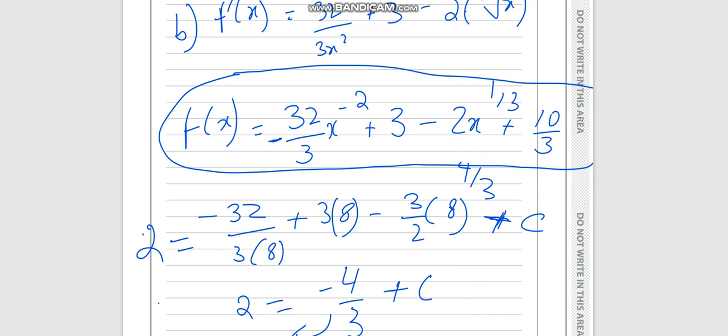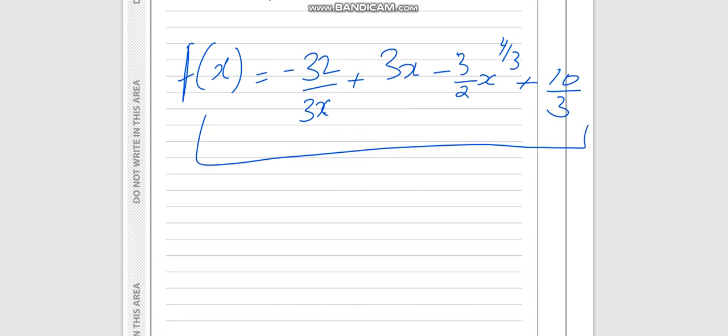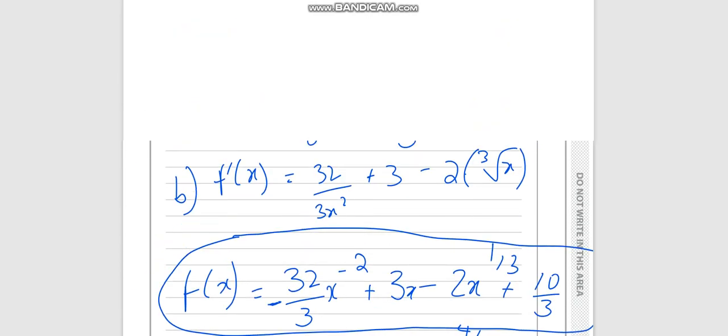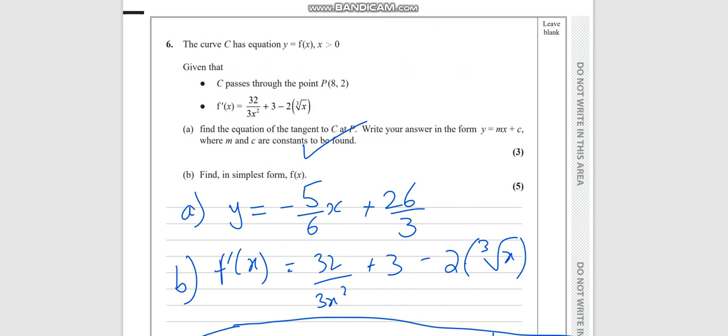Oops, when I took the f dash of x value, let me just clear it. So this is our final value. That was f dash of x, sorry, I just misunderstood that one. So yeah, that was f of x, and we have done the gradient part and formed f of x in the simplest form. So there's 8 total marks, easily scored.